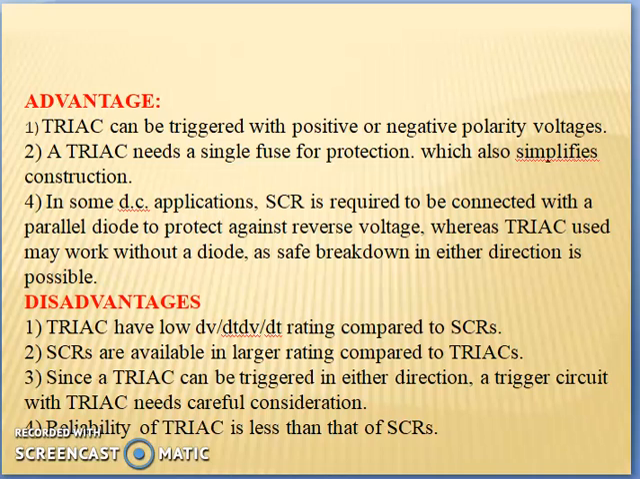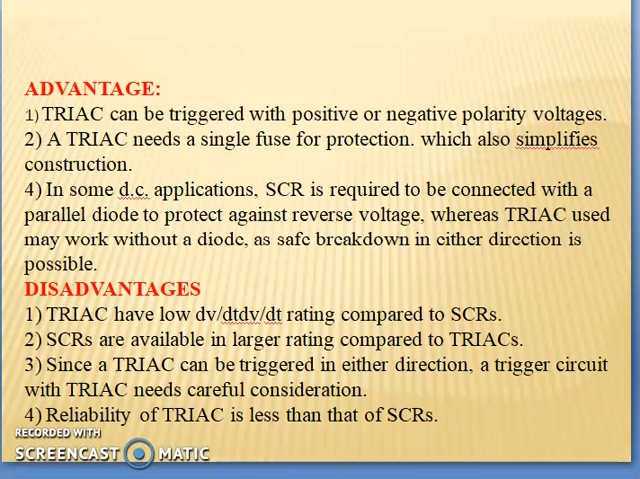Disadvantage: the triac has a low rate of change of voltage. The SCRs are available in large ratings compared to the triac. This is also one of the main disadvantages. Since a triac can be triggered in both the directions, in a trigger circuit with triac we have to take care when it is conducting in both the directions. Then the last disadvantage, which is a very important disadvantage, I can say, is that the reliability of triac is less than that of the SCR. So SCR is a better option.